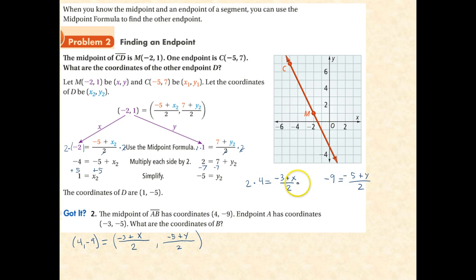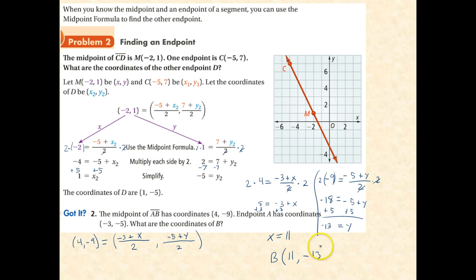Multiply both sides by 2. I get 8 equals negative 3 plus x. If I add 3 to both sides here, I get x equals 11. Then to solve for y, multiply both sides by 2. Negative 18 equals negative 5 plus y. Add 5 to both sides, and I get negative 13 equals y. So the coordinates of the endpoint B are (11, -13).